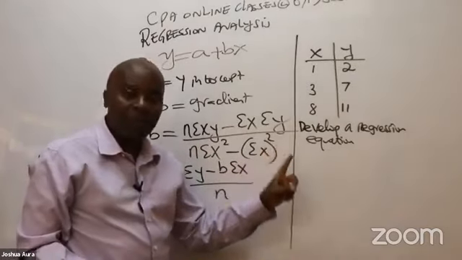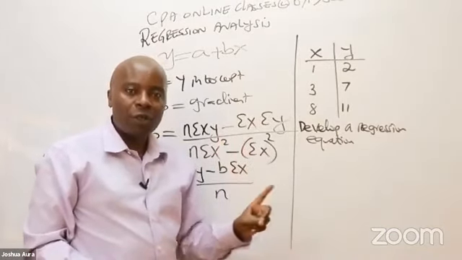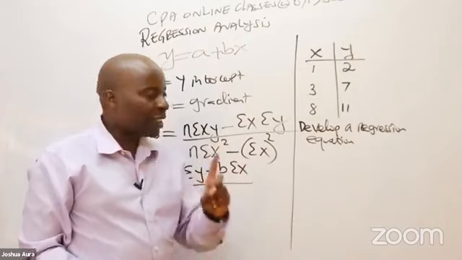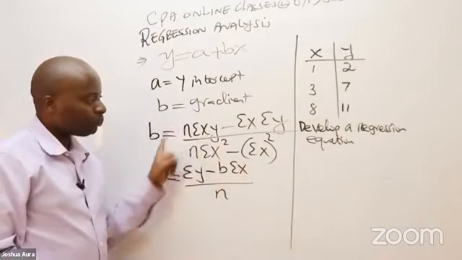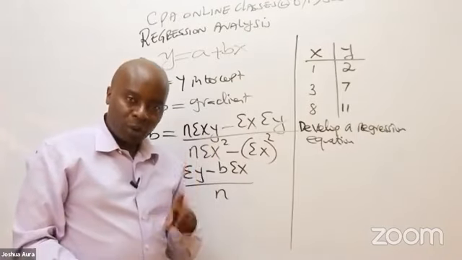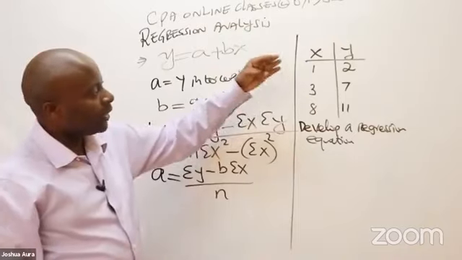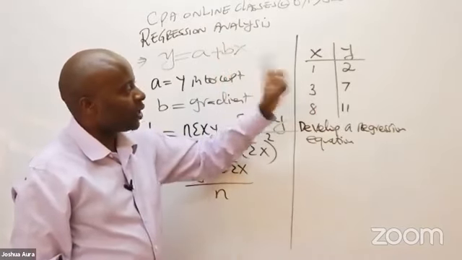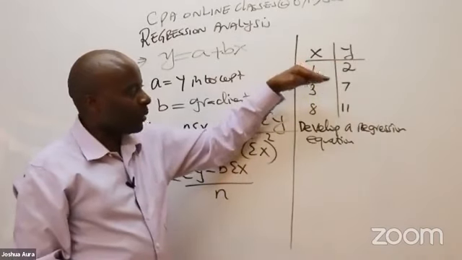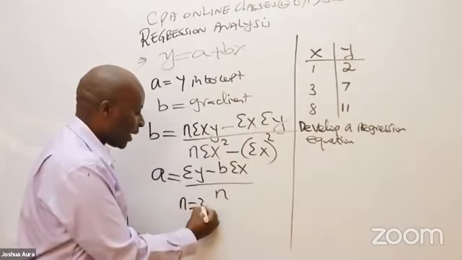Remember that regression is all about getting values of B and A. So we start with B. Remember the formula is here. N stands for the number of points. If you count them on a Cartesian plane, a point is defined by the X and the Y coordinate. So this is point number 1, point number 2, point number 3. So our N here is 3.